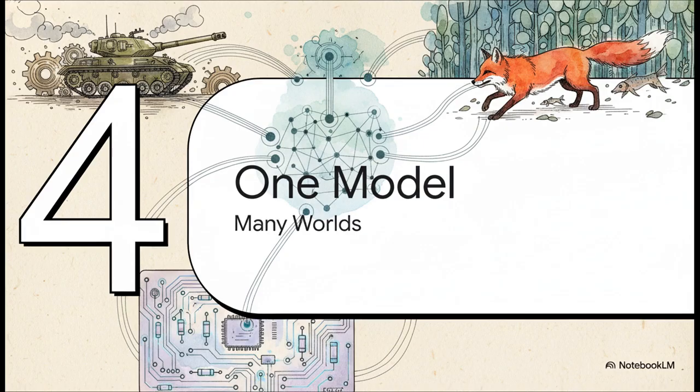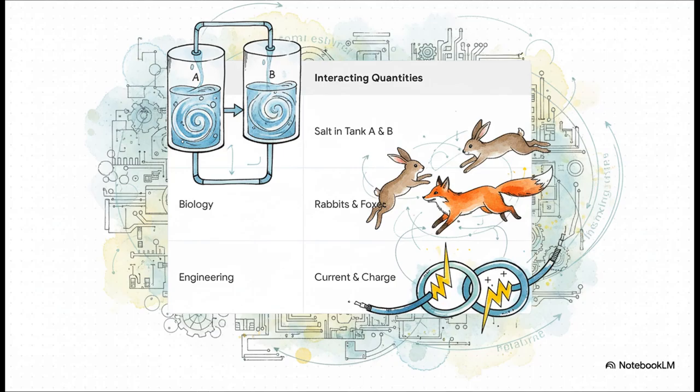Okay, let's just pause for a second. We've talked about salt in tanks, foxes and rabbits, and electricity in circuits. I mean, these things seem totally unrelated, don't they? Let's zoom out and connect the dots. This really puts it all into perspective. In chemistry, it was the amount of salt interacting between tanks. In biology, the predator and prey populations. In engineering, the currents in different loops. Do you see the pattern here? The specific details change, but the fundamental structure, this idea of an interconnected system, it's exactly the same.